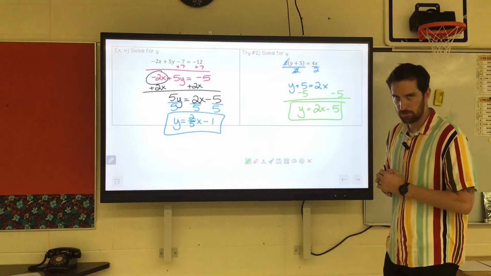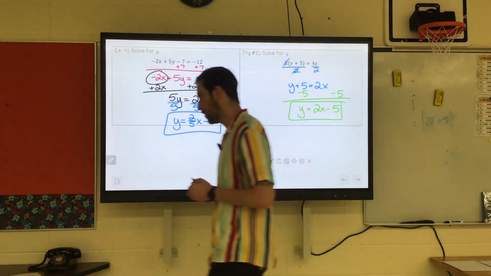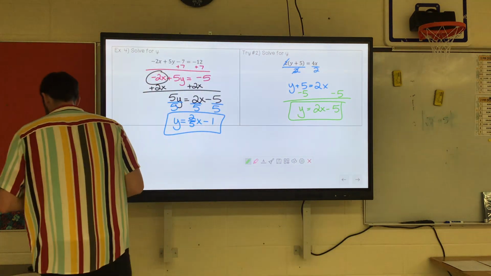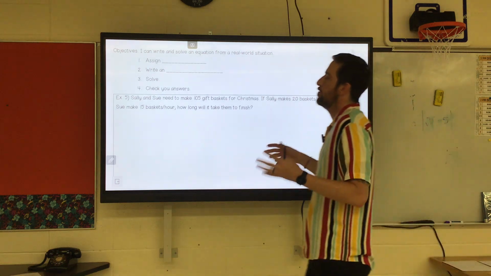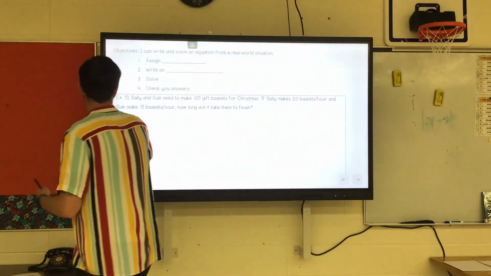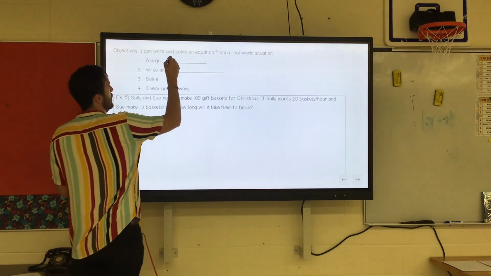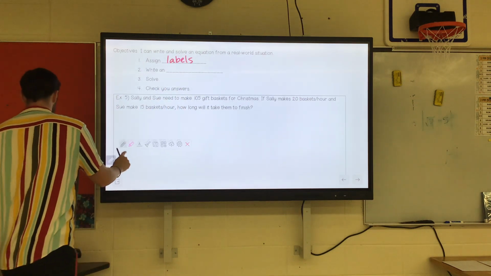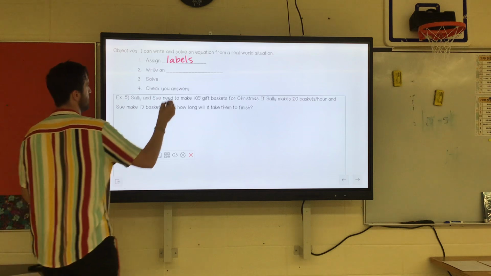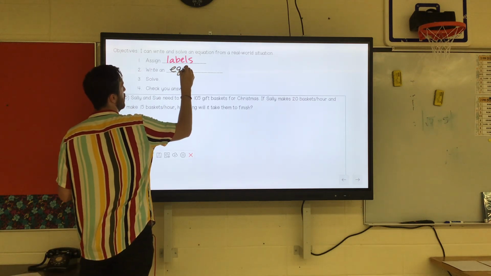All right, we got some story problems, some old word problems, and then we're out of here. So we're going to want to first assign some labels or variables. And then we're going to try to generate an equation from there and solve it.